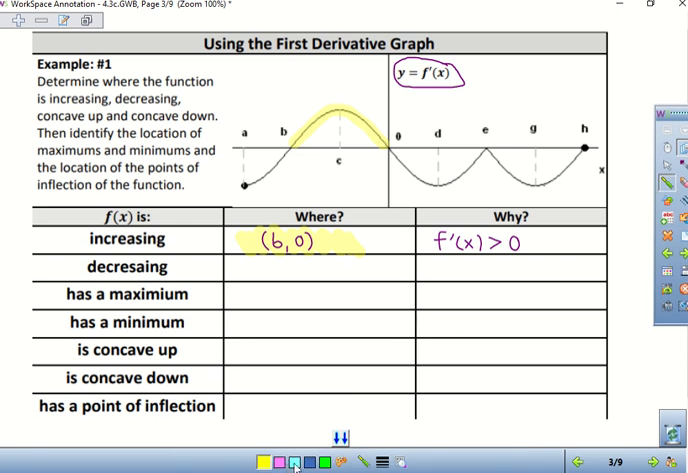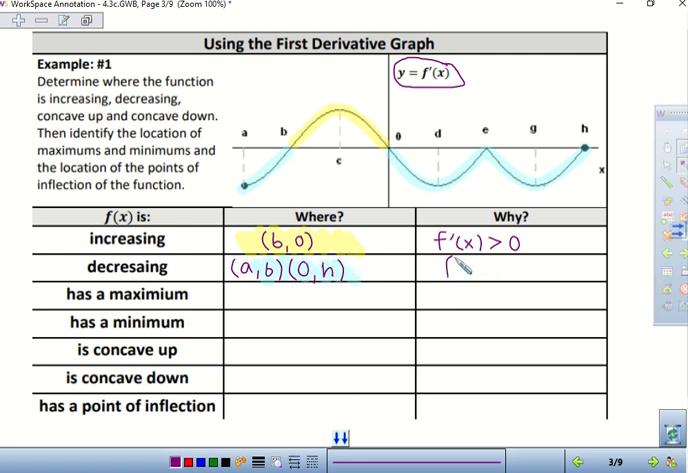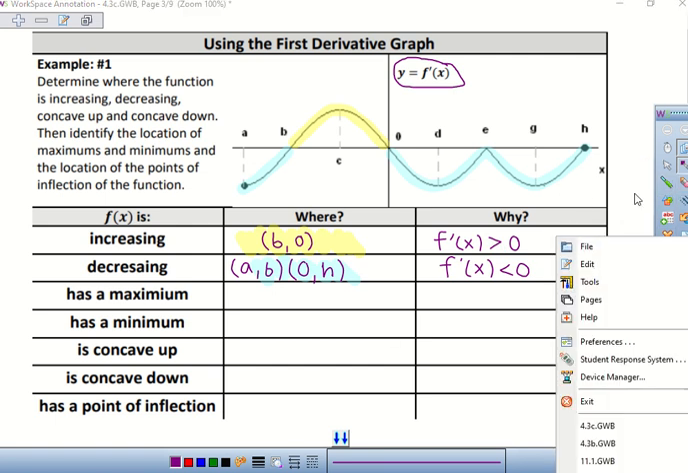So for the next one, we know that the function is decreasing everywhere the derivative is what? Less than 0. Negative, less than 0. So it's decreasing from a to b. A to b, where else? 0 to h. Okay. And that's because the derivative here is less than 0. It's tricky because if you think of this as the function, it's all different. So you remember, this is the derivative, not the function. Okay? All right.